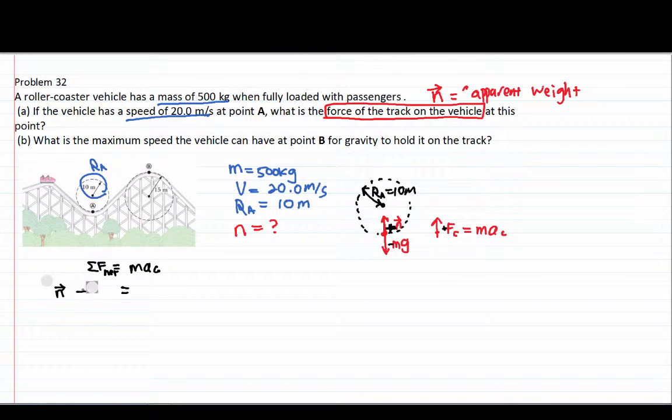N minus mg equals m times centripetal acceleration. I can rewrite that as m v squared over r, because you do know this is the right formula. The reason is we are given the tangential velocity, and we can plug it in. We do know the radius of this circle at A. So it's going to be like this.